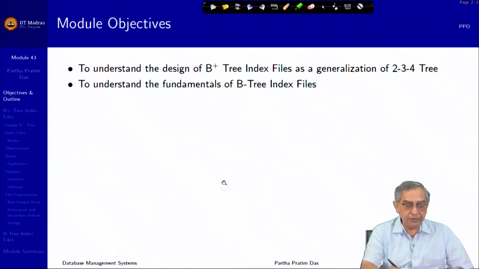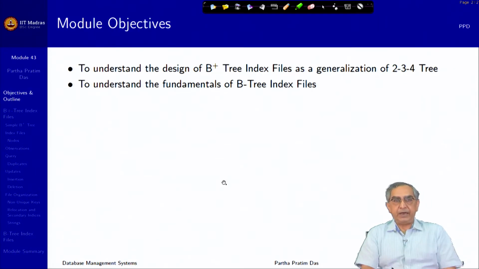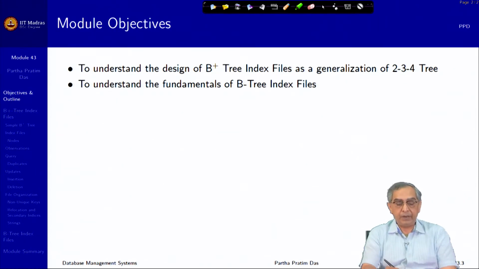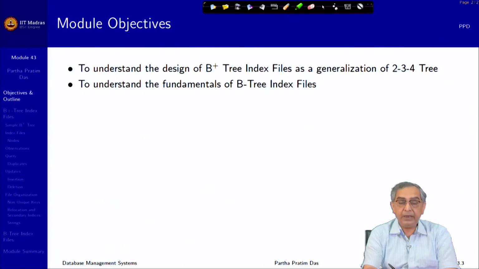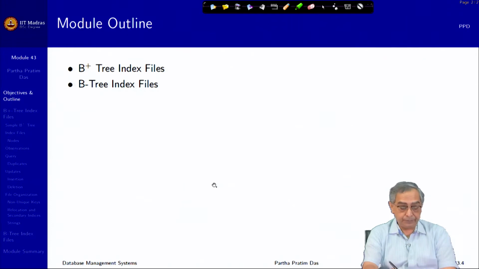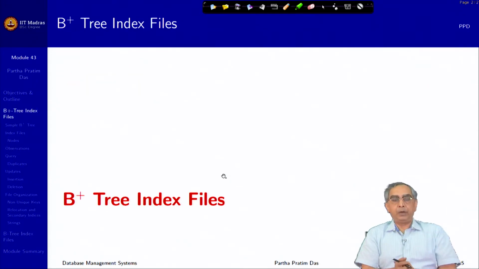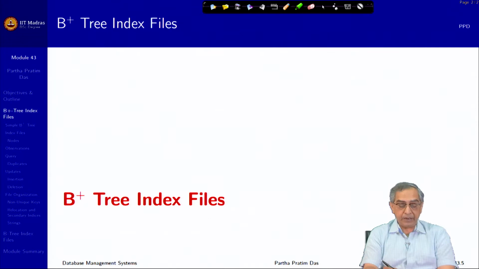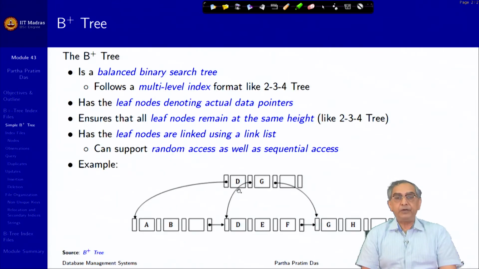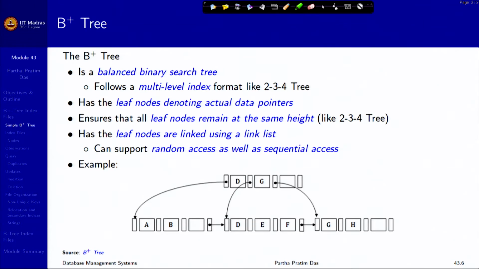That is very useful, and we will extend that idea in terms of the B plus tree and its use in index files and normal record files, and also look at the B tree versions of it. Now, coming to B plus tree index files, first let me quickly introduce through a simple example what a B plus tree is.